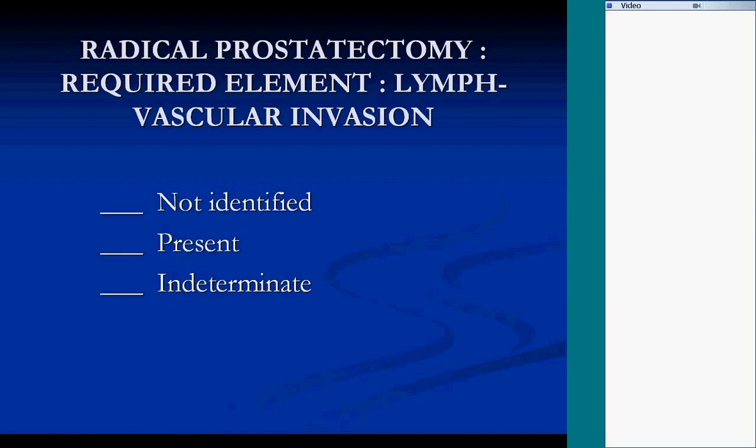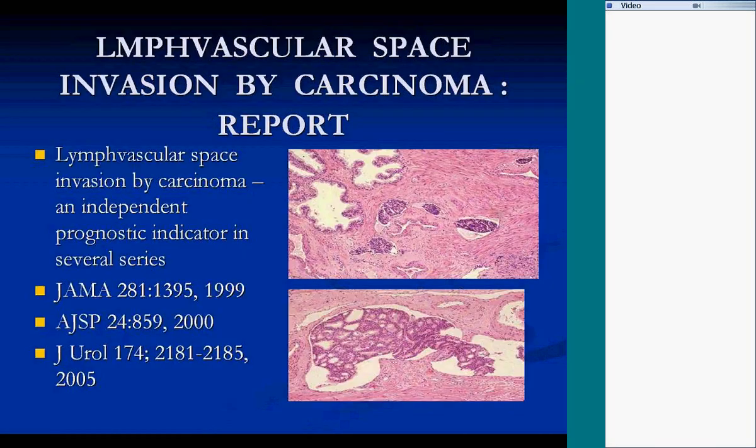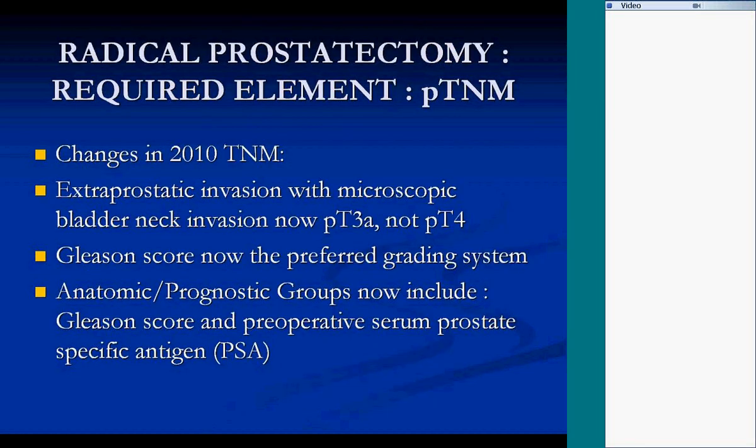So lymphovascular space invasion, it is a required element. Go ahead and report it if you see it. It does impact outcome in almost all series in an independent manner. So here are three big series that reported on the prognostic impact of lymphovascular space invasion, shown here: benign prostatic glands, lymphovascular space invasion by cancer, basically conforming to the shape of the lymphatic channel. So go ahead and report that if you see it.